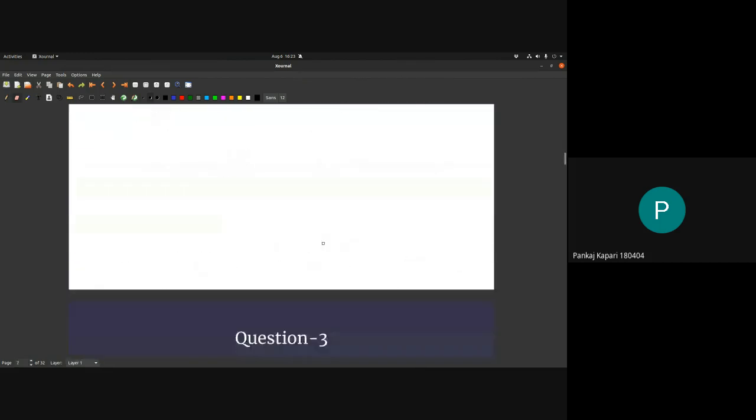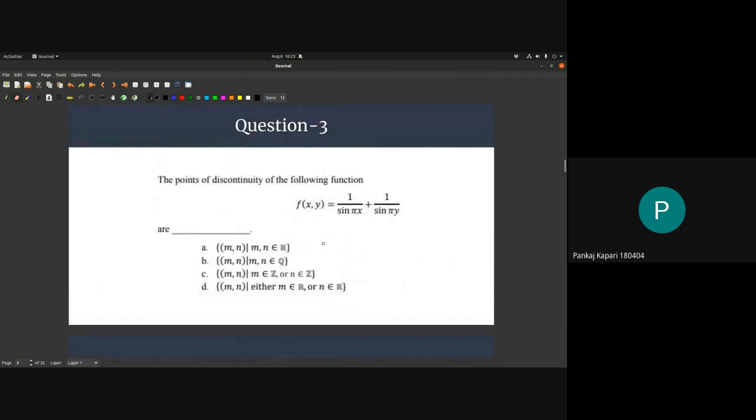Okay, let's see the next problem. This is one problem where you have to find the domain of discontinuity of this function. Basically, you have to find the whole set of points where this function is not continuous, right? So what do you do for this particular function?